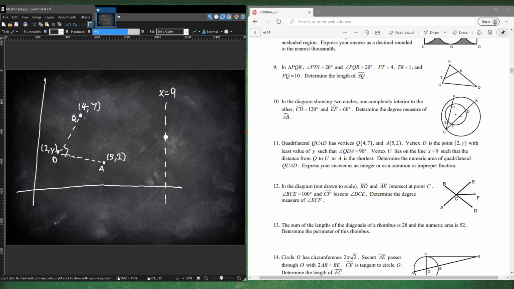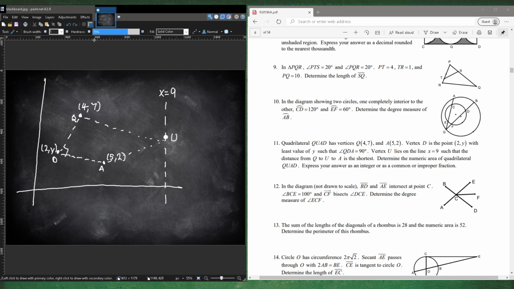Okay, and we draw a line, and then we draw another line. So the distance from here and here, we need to make it the shortest. Determine the numerical area of the quadrilateral. So we need to find the area of this. Okay, so this is U.